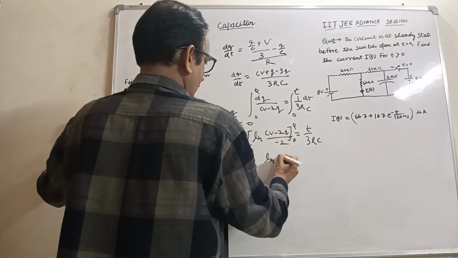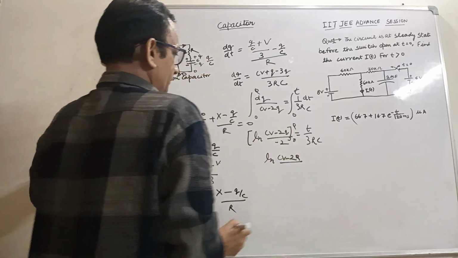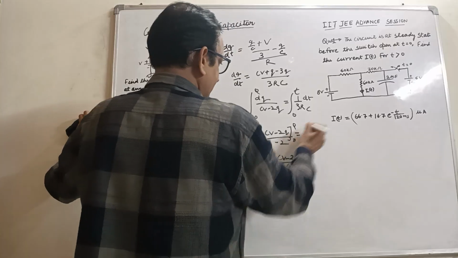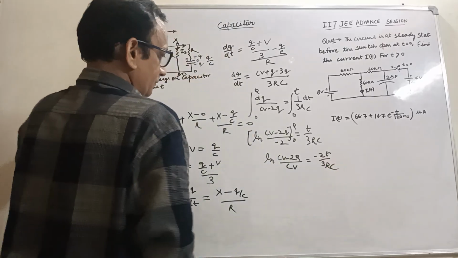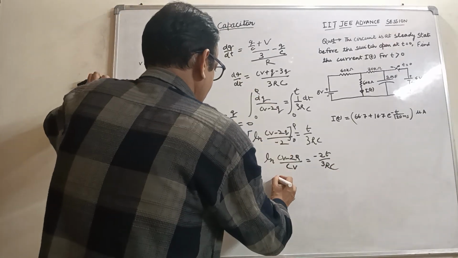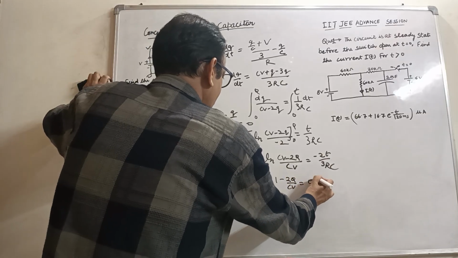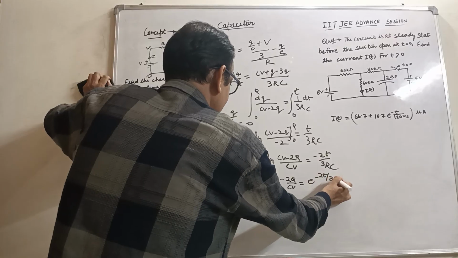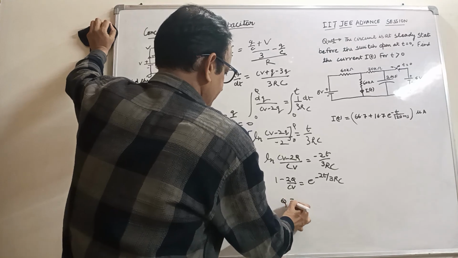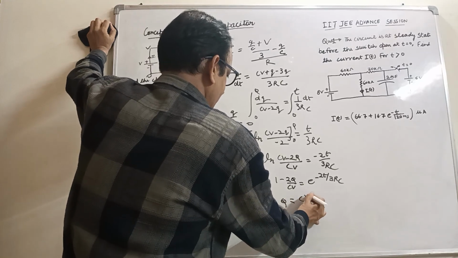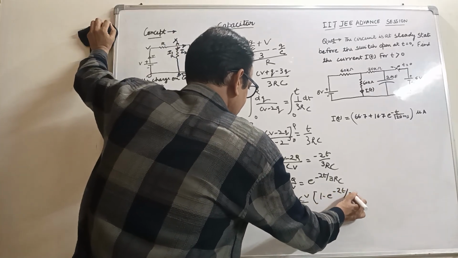So this becomes natural log of (cV minus 2q) upon cV, for q equal to 0, and shifting the sign, equals minus 2t by 3RC. So we can write 1 minus 2q by cV is equal to e raised to the power minus 2t by 3RC. So it becomes q is equal to cV by 2 times 1 minus e raised to the power minus 2t by 3RC.